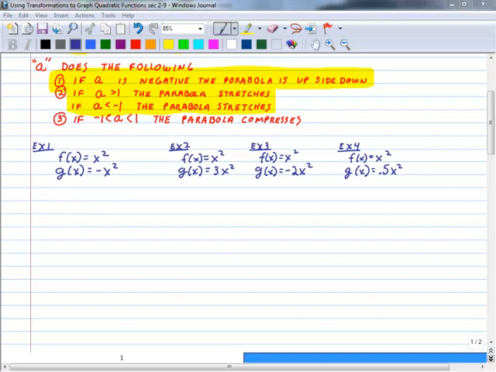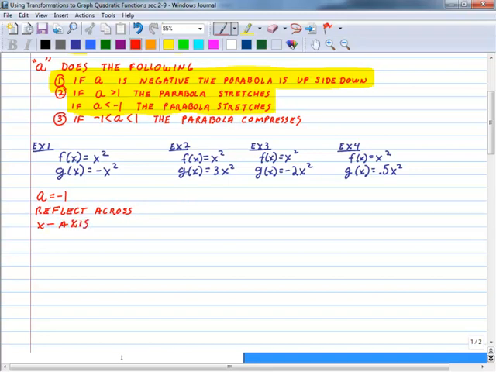So let's now take a look at problem examples 1 through 4. What I want to do is compare the f of x to the g of x. The f of x will be, in each case, our parent function, and our g of x will be something that has been manipulated on the a, and we want to talk about what really happens when that occurs. So a in g of x this time will be -1, and what does that do? It reflects across the x-axis, or flips the parabola upside down.